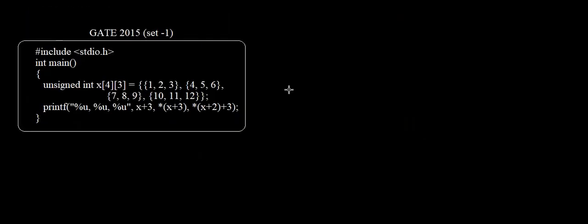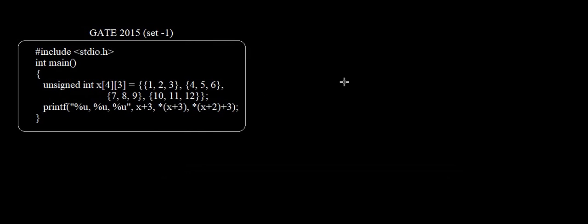Okay, let's take another problem from GATE 2015. Here we have a matrix of 4 cross 3. It means that 4 is the number of rows and 3 is the number of columns in this array, and it's unsigned, meaning there is no sign. Okay, and it is integer type. Let's print out the value of these three format specifiers: x plus 3, star x plus 3, star x plus 2 plus 3. Okay, to solve such a problem we need to first create a matrix.